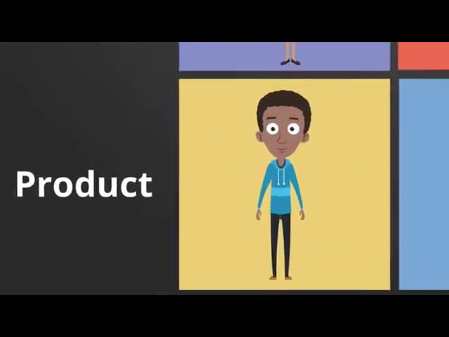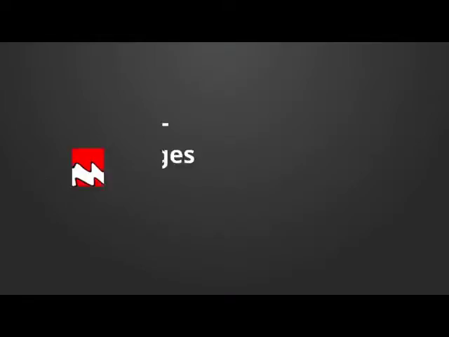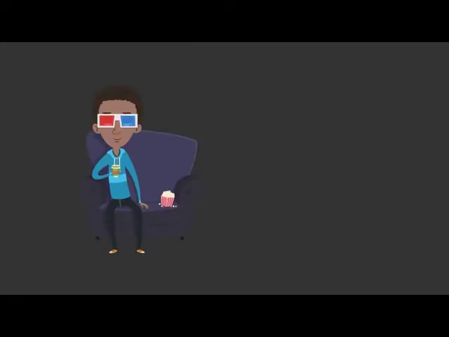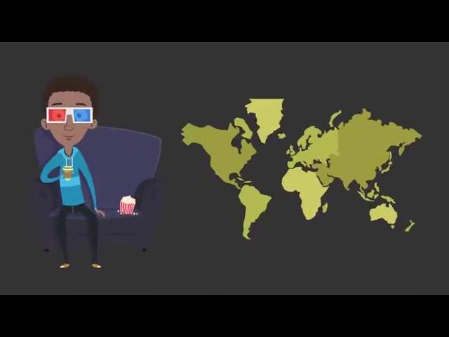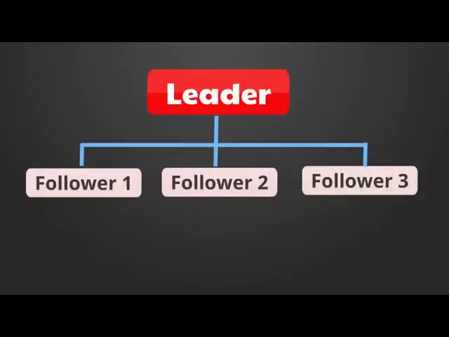For a better understanding of the structural framework, let's take an example. Coca-Cola is one of the most consumed beverages in the world. It tastes the same whether you consume it in New York, Kuching or any city of the world. It is manufactured in many regions around the globe. This is because Coca-Cola operates in a highly structured framework. There is a set hierarchy, with few leaders at the top and their followers at the bottom.